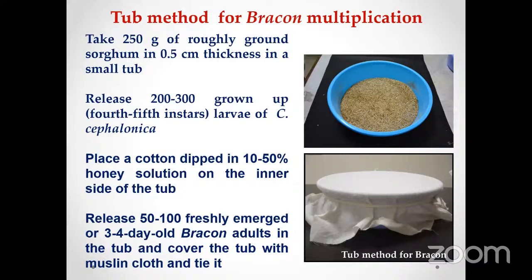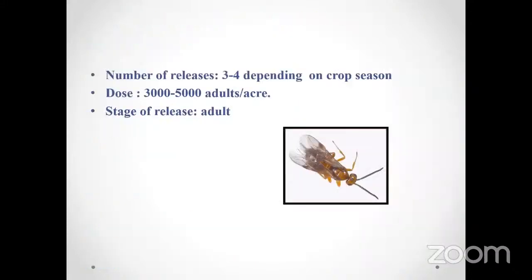So for initially 250 grams of roughly ground sorghum, we prepare it the same way as for mass production of Trichogramma. In the same way, we can take the feeding material in a small tub, and within that we will release 200 to 300 larvae of 4th or 5th instar. Then we will release the Bracon adults. The Bracon adults will parasitize the 4th or 5th instar, and after 10 days we will see the adult emergence of Bracon.